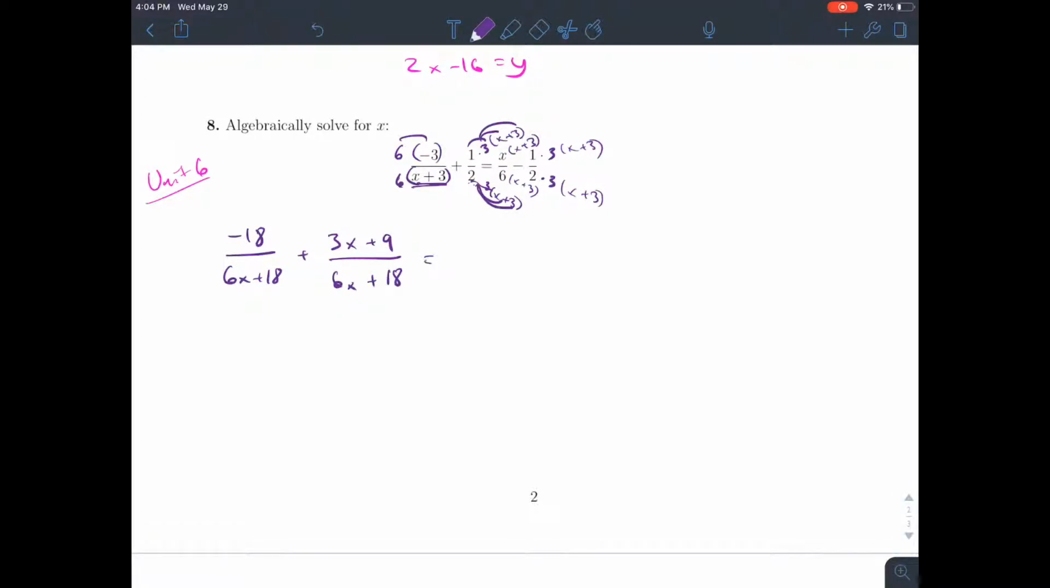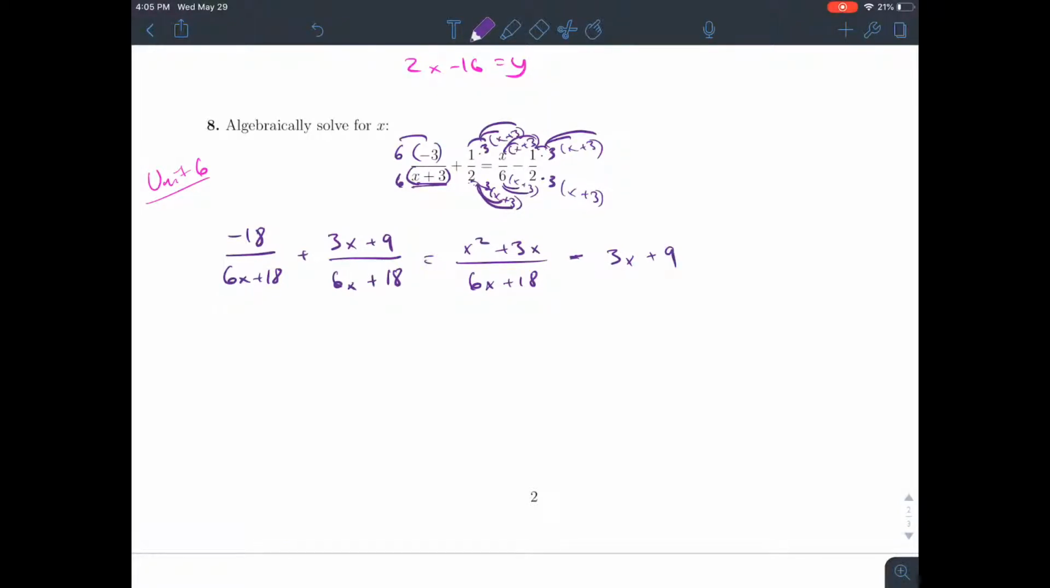18. Now over here we do x times x, which is x squared. x times 3, which is 3x. 6 times x is 6x. 6 times 3 is 18. And then over here we've got minus, and then we do 1 times 3 is 3. 3 times x is 3x. 3x times 3 is 9.